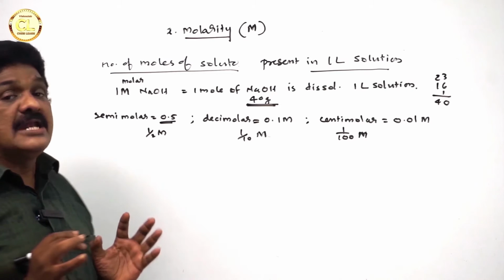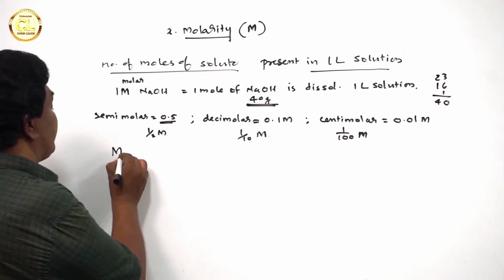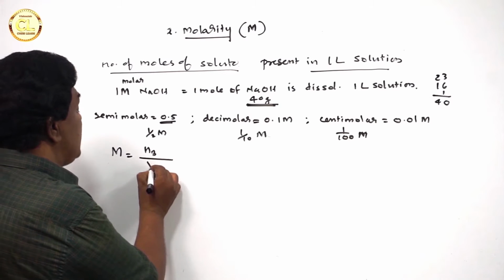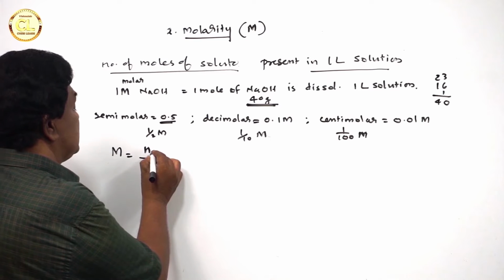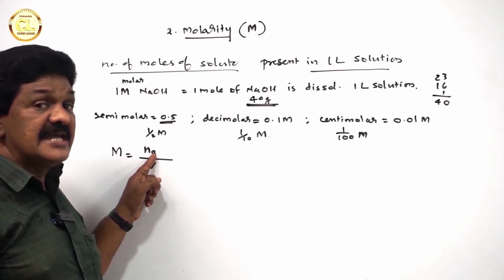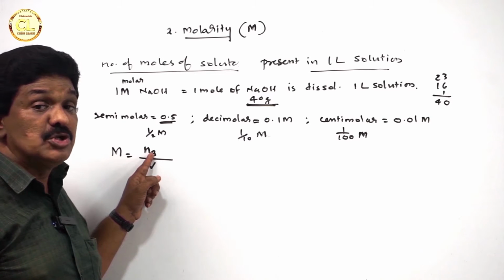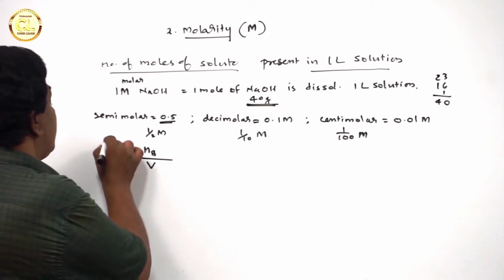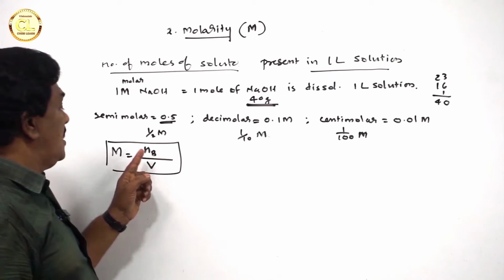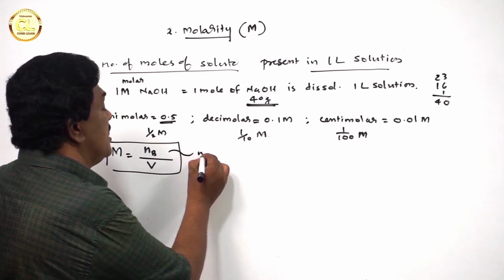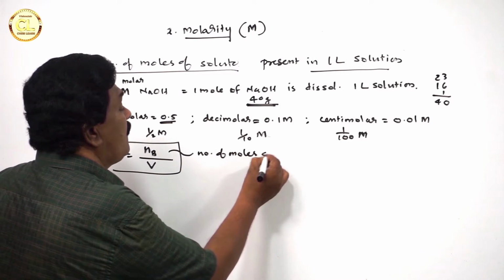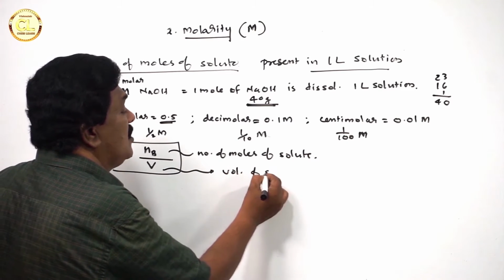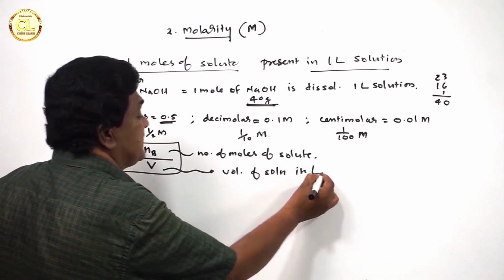Now, how can we calculate molarity? According to the definition, molarity is the number of moles of the solute present in 1 liter of the solution. So, its formula is M equals NB by V. B stands for solute, so NB means number of moles of the solute, and V is the volume of the solution in liter. Here, M is molarity.